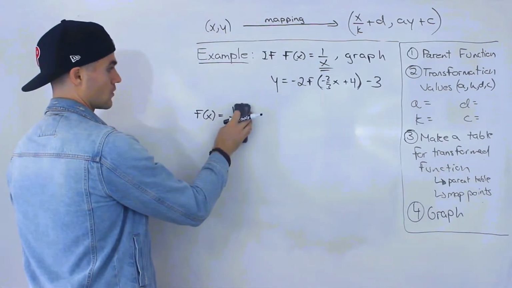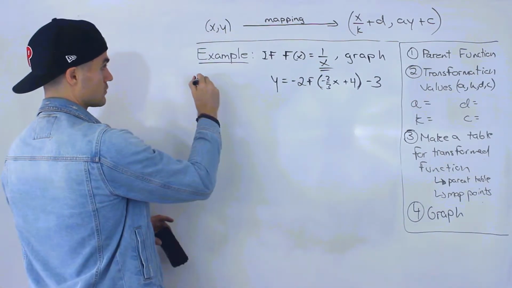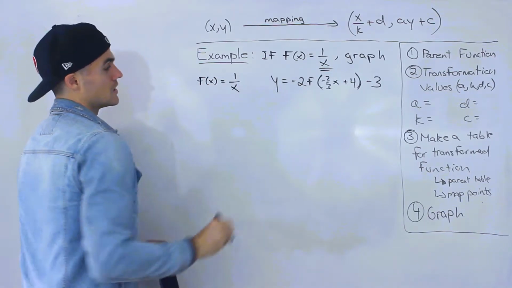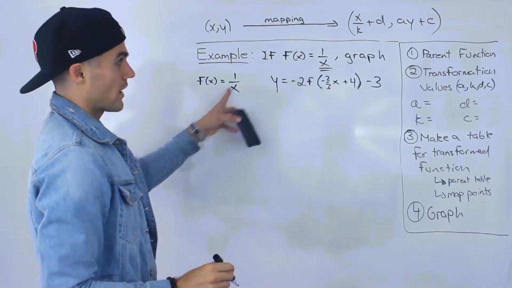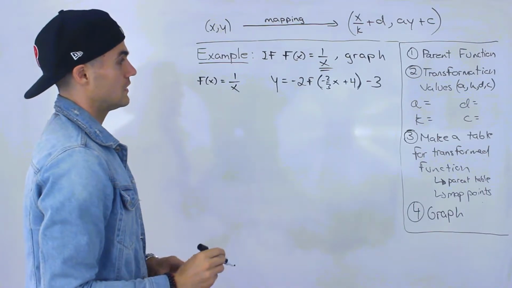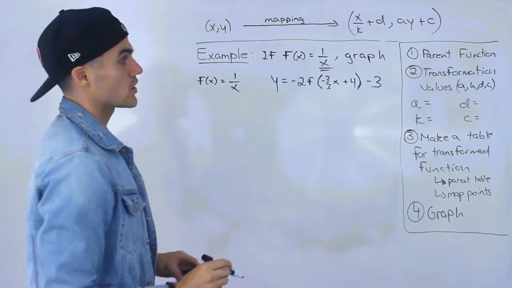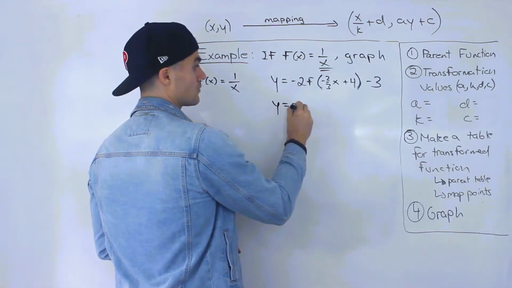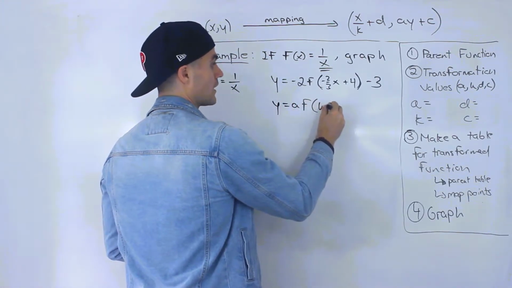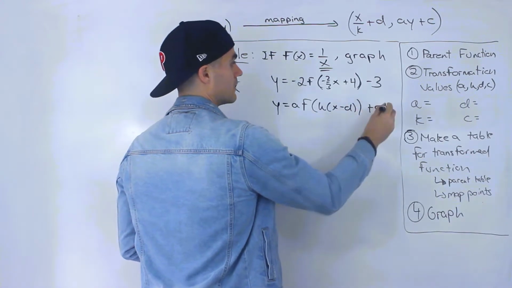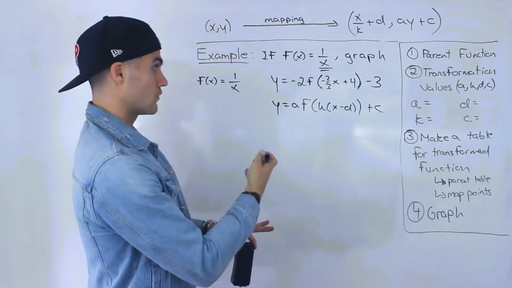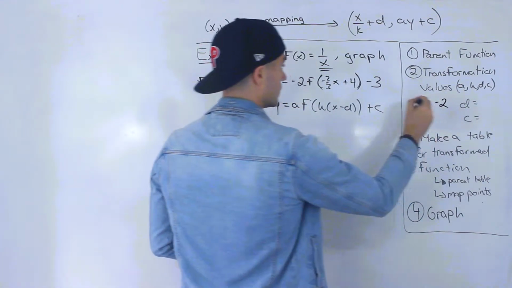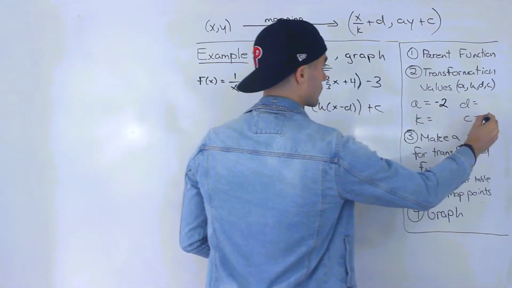Now, we know the parent function. I'm going to actually write it up here. I feel like I'm going to need more room for this one. So the parent function is 1 over x, it's given. Now we've got to get the transformation values. And so notice that the general transformation format, let's rewrite it again. It's like that. So from here we could tell the a value is negative 2. The c value is negative 3.